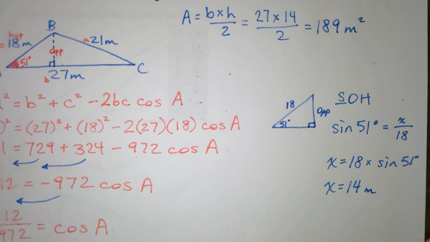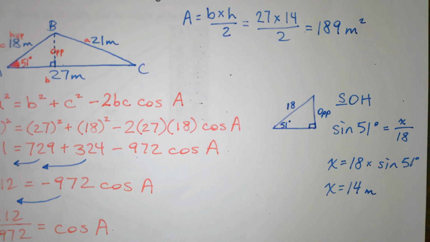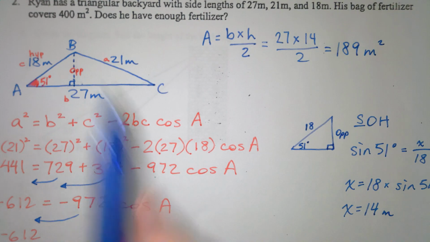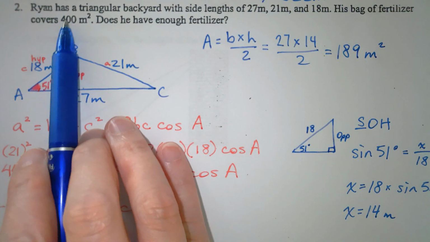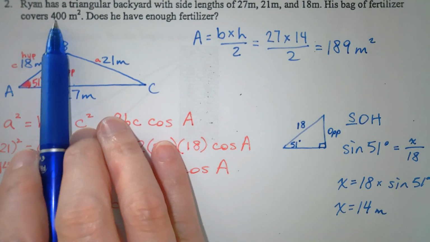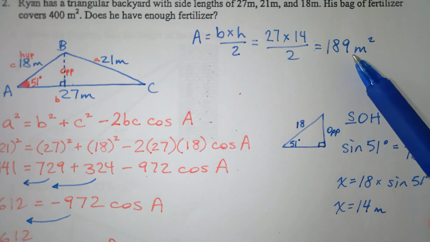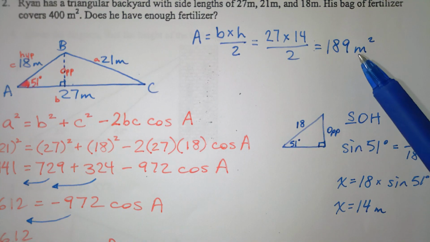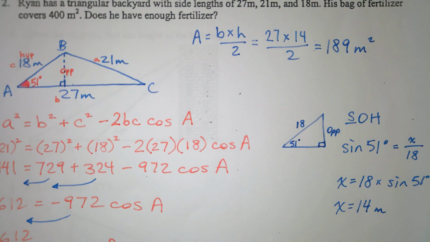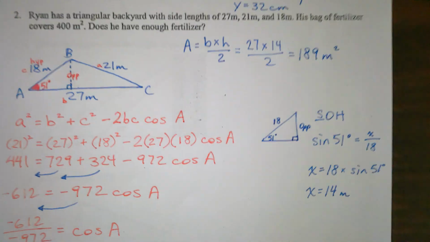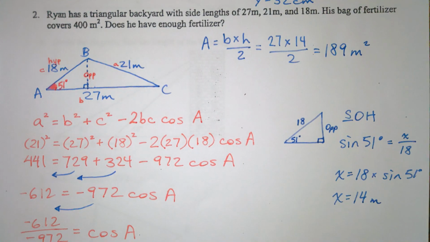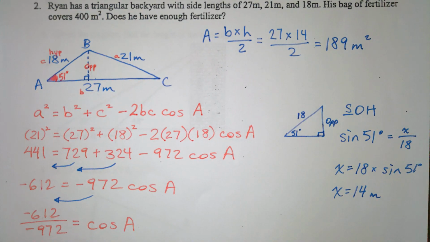Have I answered the question? Yes. 400 minus. Right. So I have enough fertilizer for 400 meters squared worth. My backyard is actually only 189. So I have more than enough. I could fertilize it twice. So this question right here uses SOHCAHTOA and cosine law.